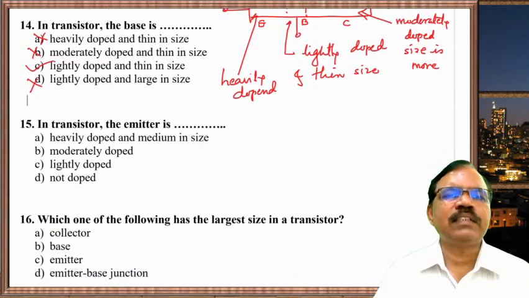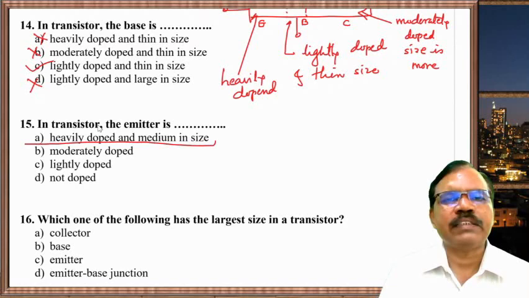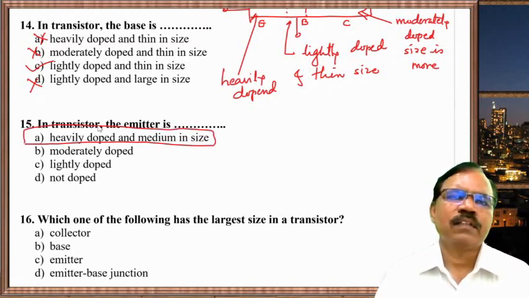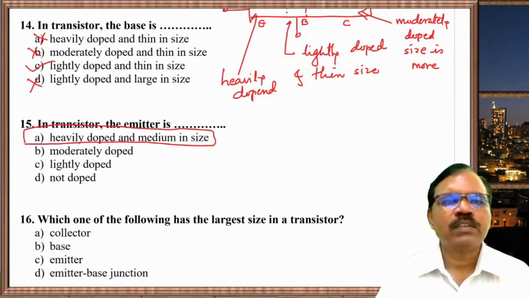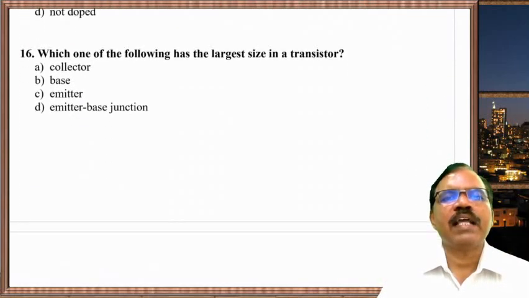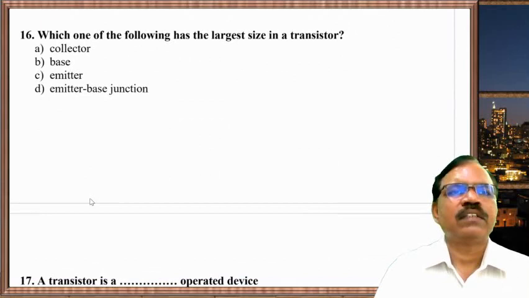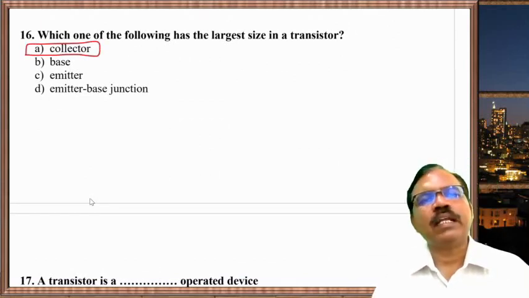In transistor, the emitter is heavily doped and medium in size. Its size is less than collector, greater than base. Which one of the following has the largest size in transistor? So collector has the largest size in transistor because it has to collect charges.